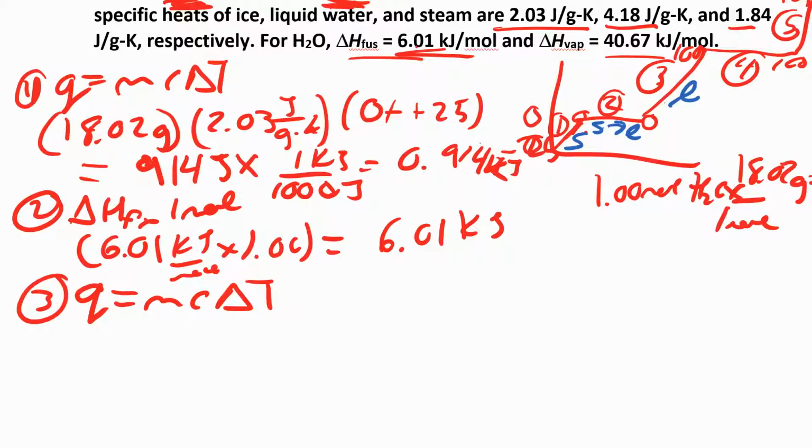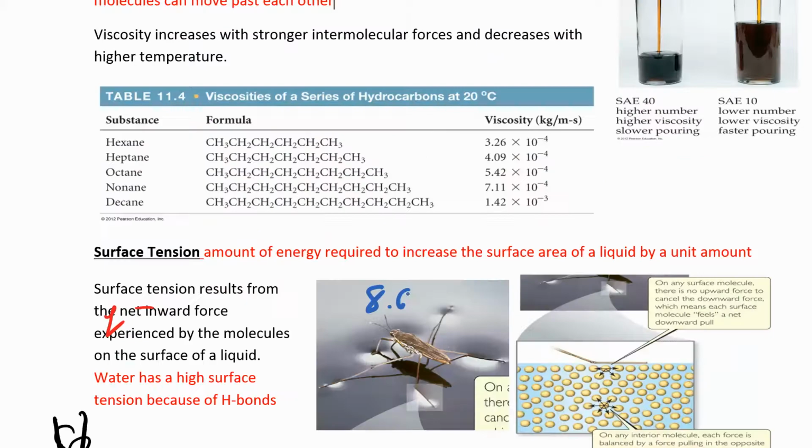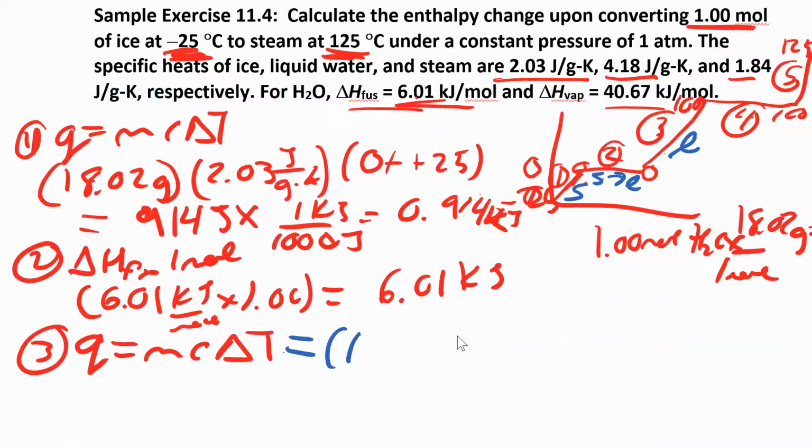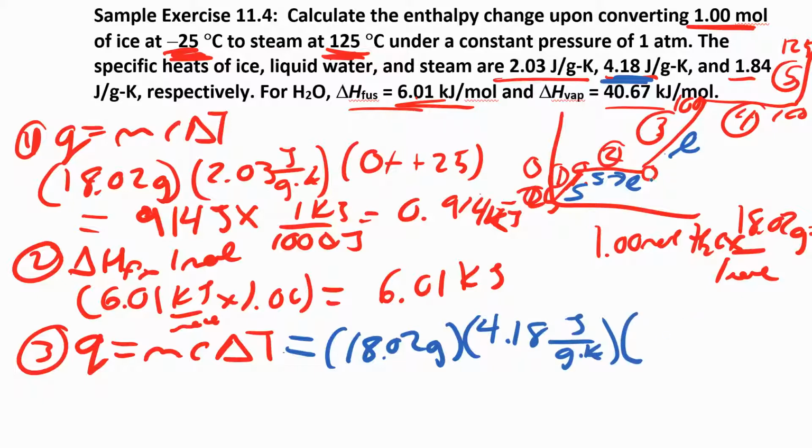So Q equals mc delta T again. We know that M is still the 18.02 grams, and the specific heat now is for liquid water, which is 4.18 joules per gram Kelvin. And then our delta T here is, we're going from 0 to 100, so we have 100 minus 0, which is just going to give us 100.